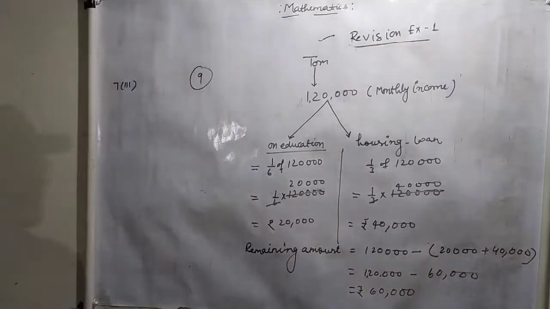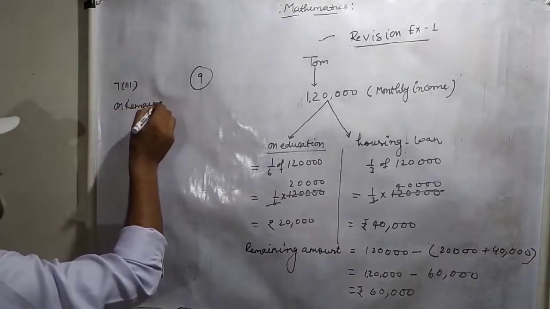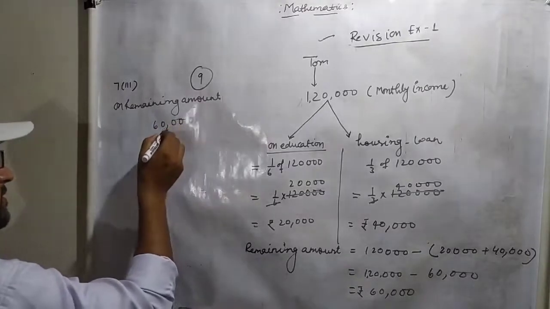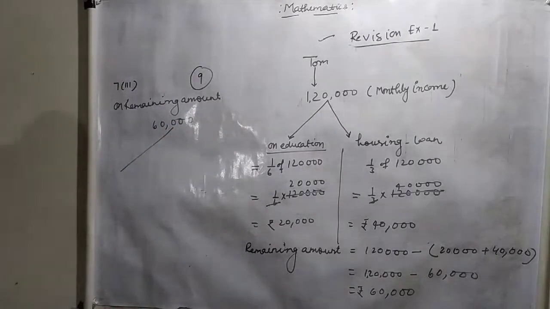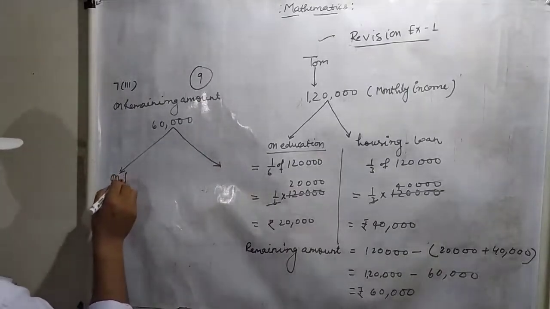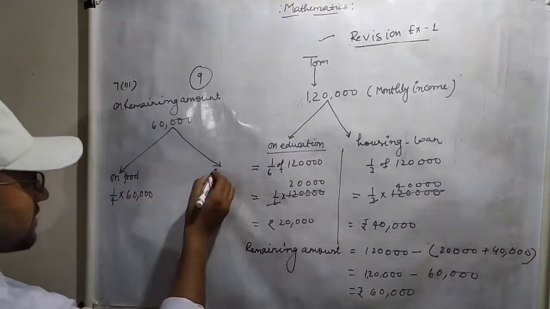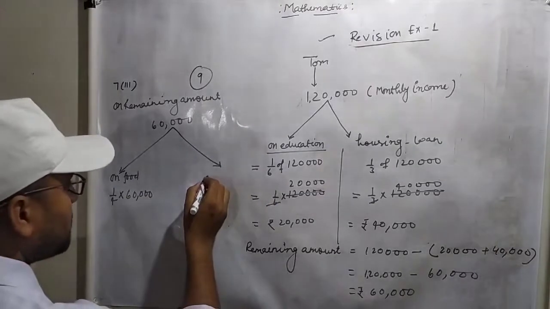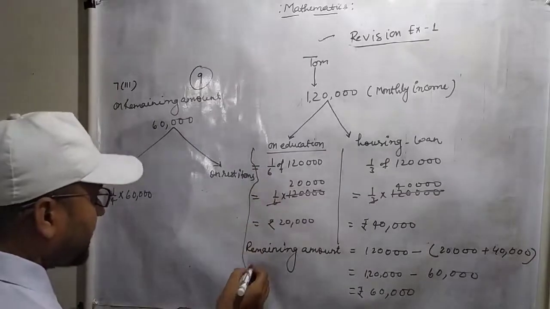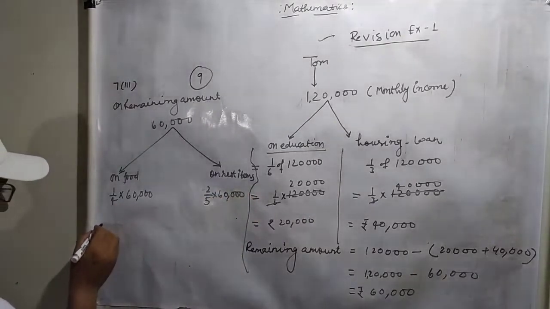So in this 60,000, this is the second process. On the remaining amount 60,000, he spent 1/4 on food, and 2/5 on the rest items. This is 60,000. Solve this one.